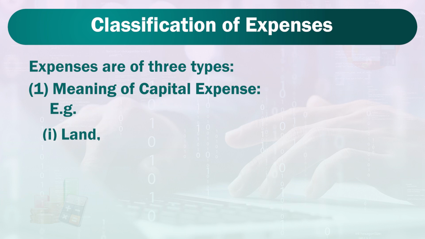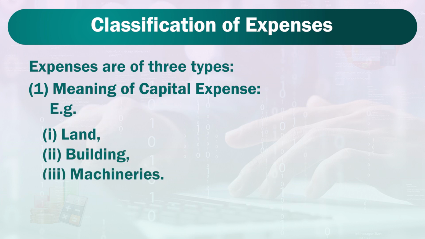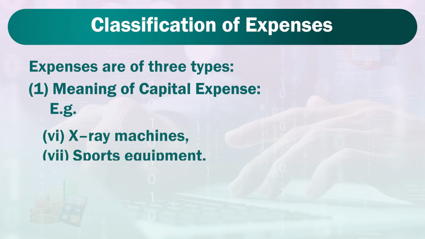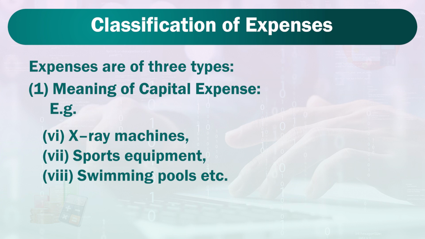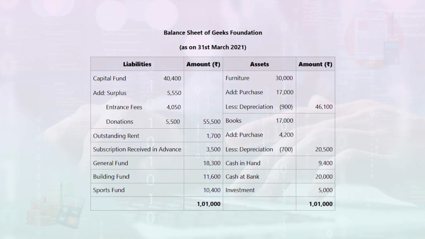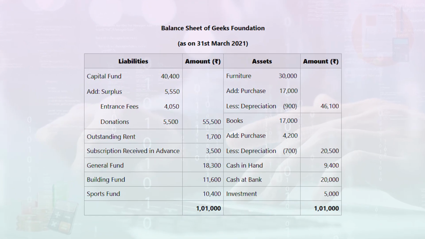Example, land, building, machinery, investments, books for library, X-ray machines, sports equipment, swimming pools, etc. Capital expenses are disclosed at the asset side of the balance sheet. Apart from the purchase price of the assets, its installation expenses, stamp duty and document expense, expense incurred to increase efficiency of assets are also capital expense, which is added to the cost of the respective asset.